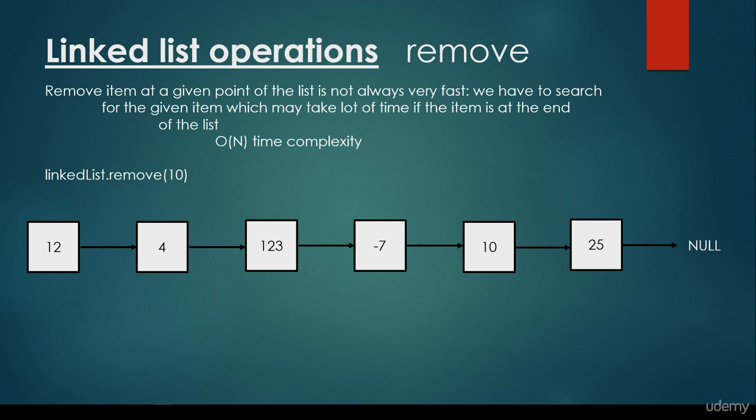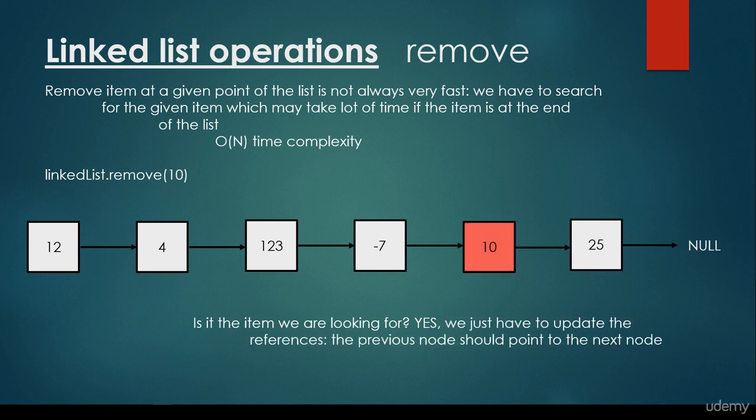Okay, first we have to search for it. We start at the root node, and on every iteration we pose the question: is it the item we would like to get rid of? So is 12 equal to 10? No, so we keep going, we go to the next node. Is 4 equal to 10? No, we keep going. Is it the item we would like to get rid of? No, we keep going. -7 is not equal to 10, so we keep going. But here we have managed to find the item we are looking for.